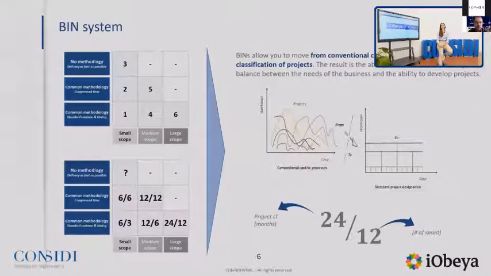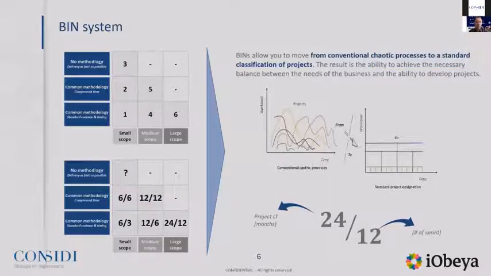Another key aspect that we have to mention when we speak about portfolio management is, of course, the bin system. A bin system is a method that is used in order to classify the projects, classify in terms of complexity. As you can see in the first matrix in the upper side of the slide, here there is an example of a way in which we can classify a project. Of course, the higher the bin, the higher will be the complexity.